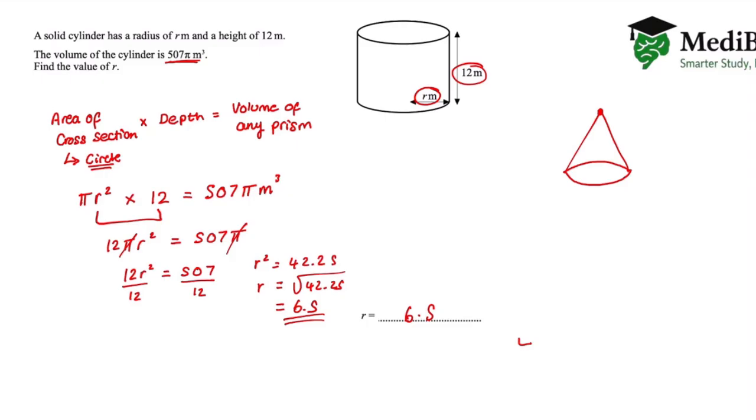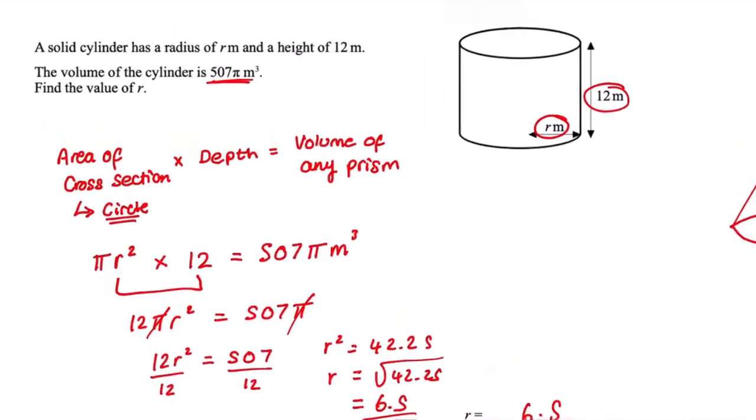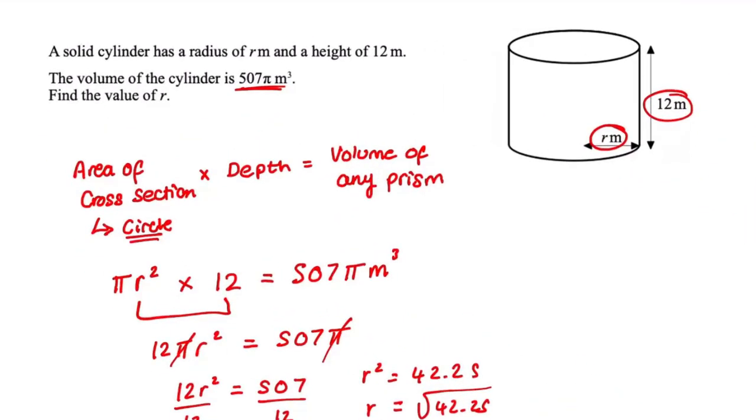Going over this one last time over here, because we had a cylinder, we know that to work out the volume of any prism, you need to work out the area of the cross section, which is just the 2D shape, and you multiply it by the depth.